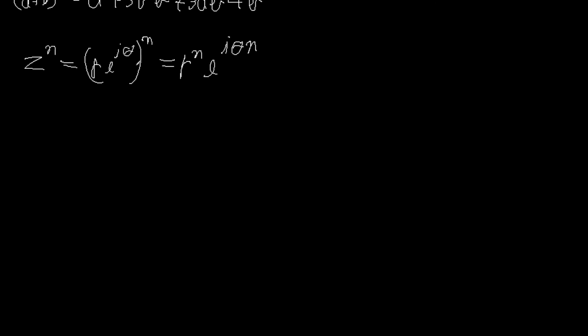Now, what is the square root actually? A square root, so square root of 2, that's just 2 to the power 1 over 2. So we can use this and rewrite roots as z to the power 1 over n. And now this will give you (r times e to the i theta) to the power 1 over n.